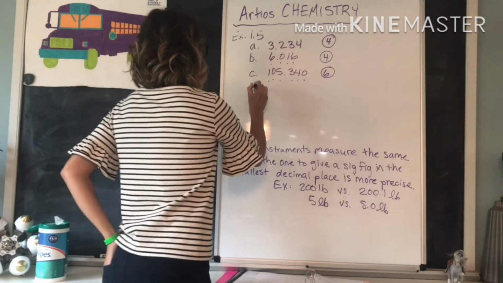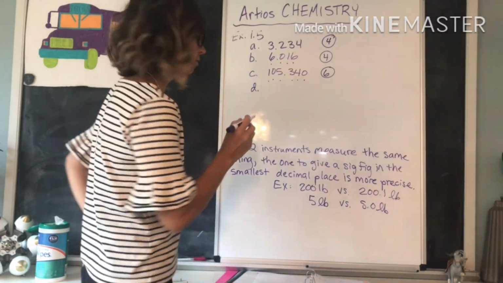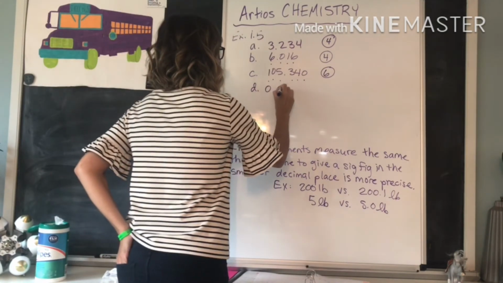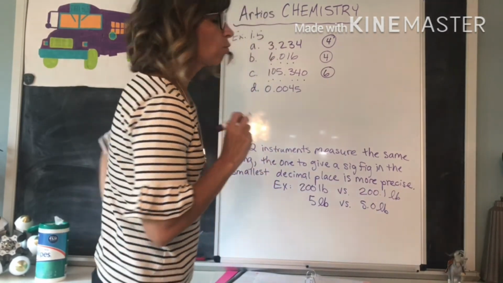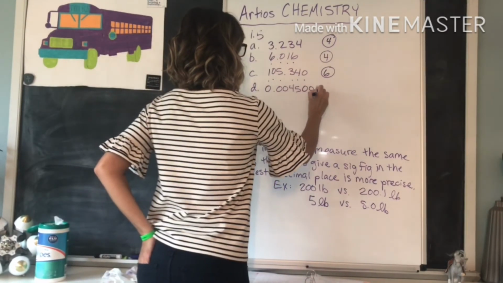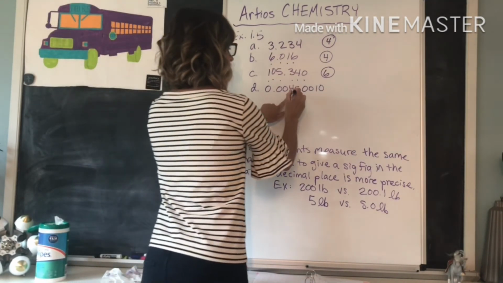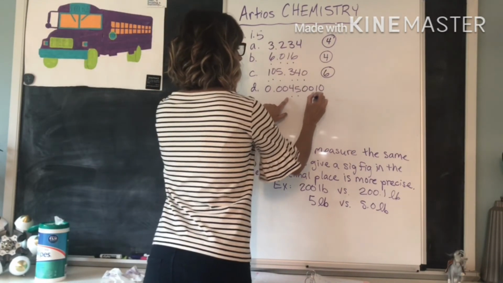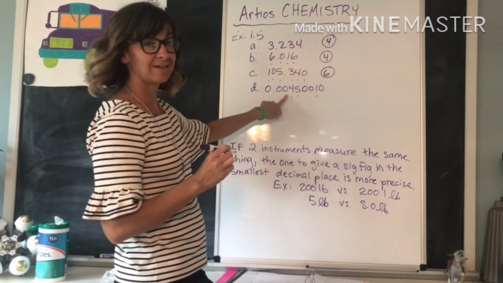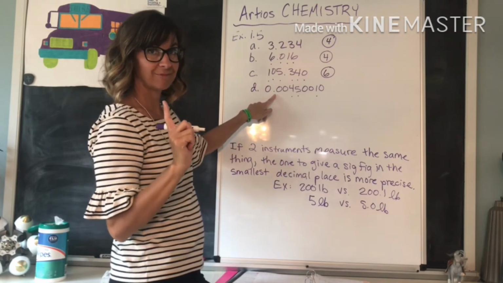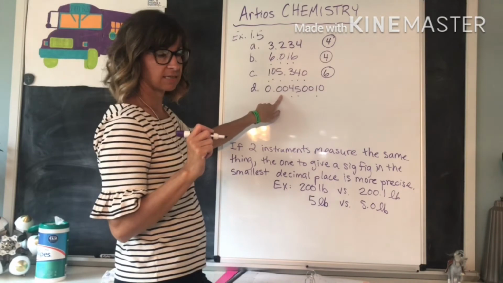And one more, D. Oh my, 0.00450010. How many significant figures here? Okay, let's start with the ones that are not 0, the 4, the 5, the 1. How about these zeros out front here? Are they between two significant figures? No, they're not. And they're not at the end of the number either. So these are not significant.